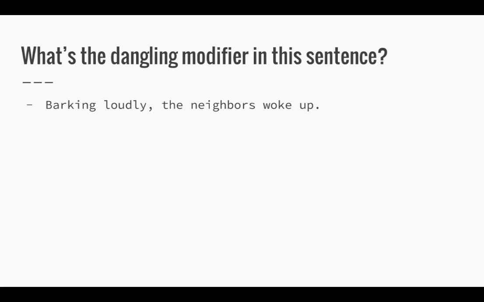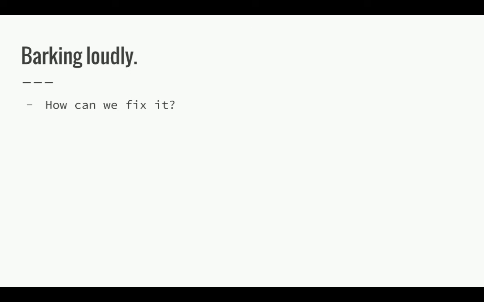So based on what we know about dangling modifiers, what do you think the dangling modifier is in this sentence? And please write it down. Barking loudly, the neighbors woke up. So again, write down what you think the dangling modifier is. Good, barking loudly. So how can we fix this sentence so the modifier isn't dangling?